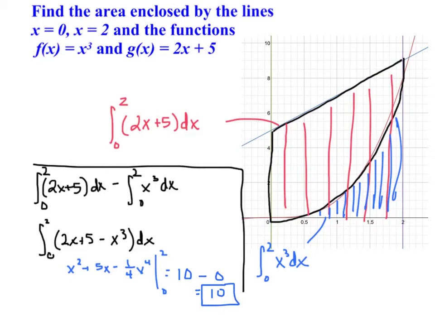There are 10 units of area enclosed by those 4 things, the 2 vertical lines, the line 2x plus 5, and the cubic. So it really is just as easy as doing an integral with the top function minus the bottom function. Let's do one more.